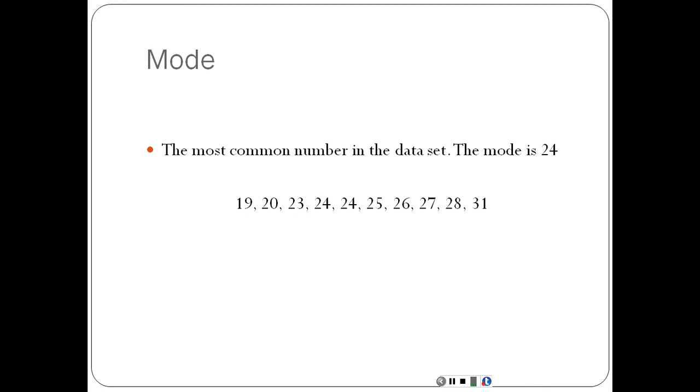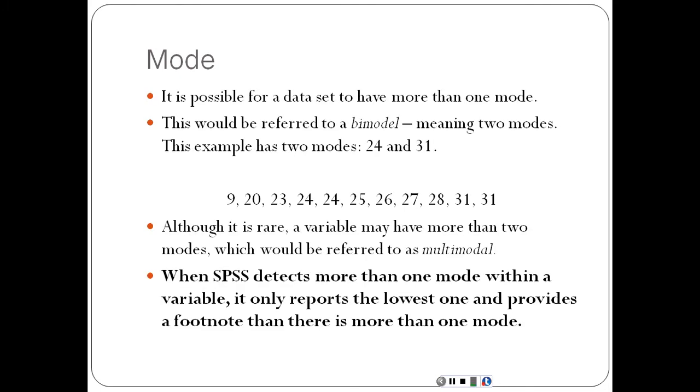Mode is the most common number in the data set, the number that occurs the most. For this example right here, our mode is 24. Now, it is possible for a data set to have more than one mode. The example that we have next actually has two modes, 24 and 31, since both have the most: there are two 24s and two 31s. All of the other numbers just appear once. Such a variable would be referred to as bimodal, meaning that there are two modes.